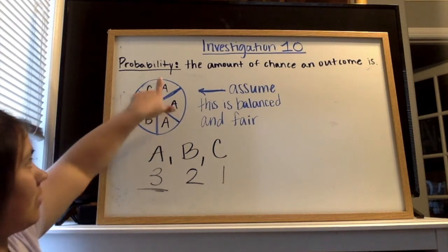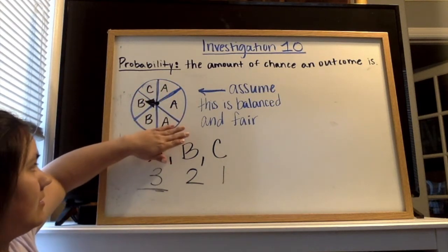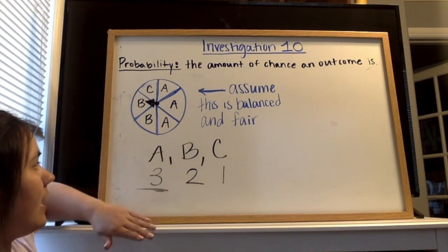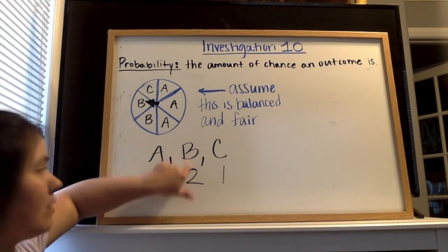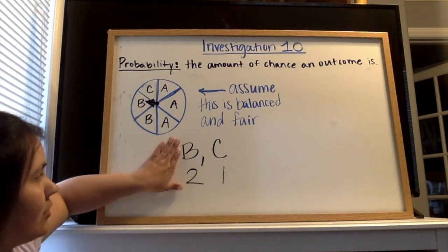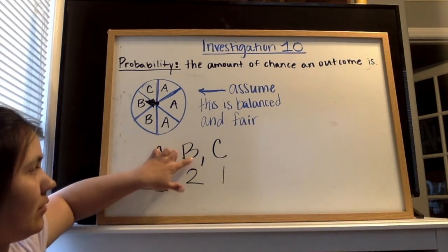Half of our board is filled with the A's. Okay? You're going to have a greater chance of landing on this A than you are of the B. Same goes for the B. You're going to have a greater chance of landing on the B than you are on the C.